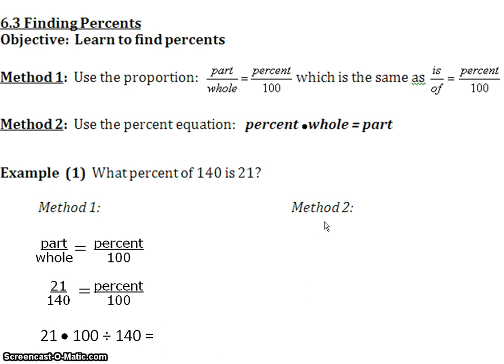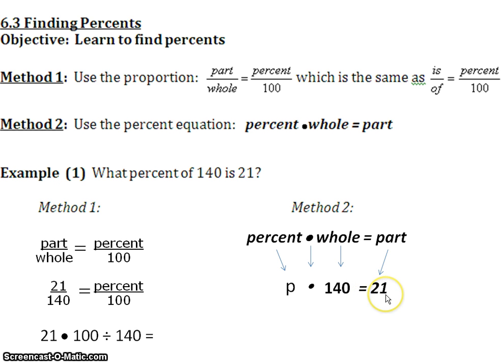Method 2, using the percent equation, percent times whole equals part. For this problem, we don't know what the percent is, so we'll use the variable p. We will multiply that by the whole, and in the problem, the whole is 140 equals the part, which is 21.